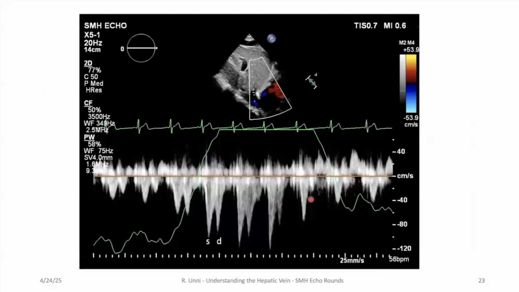So here is a nice picture. This is me, by the way. This is my personal hepatic vein that I'm sharing with you all today. As you can see, as I take a deep breath, flow increases, and the SD ratio stays pretty similar.